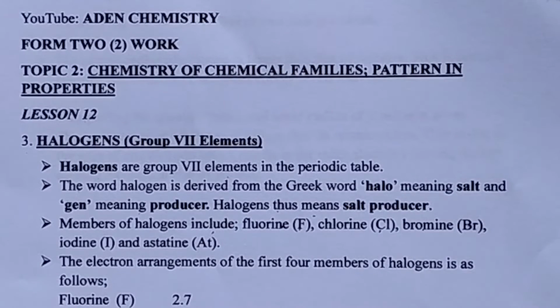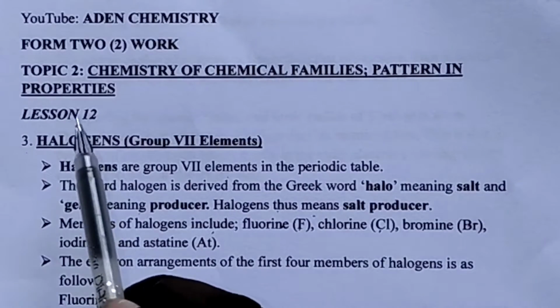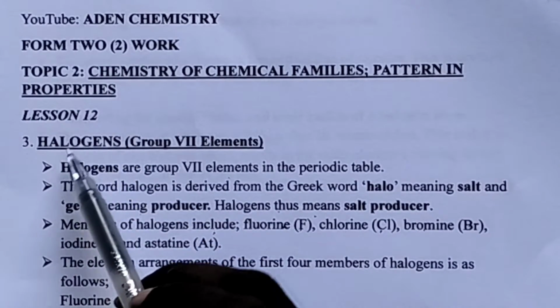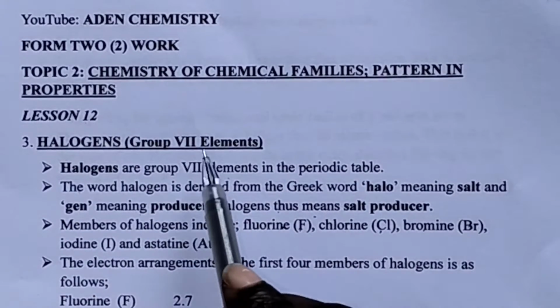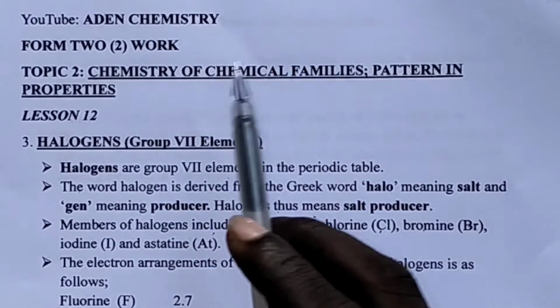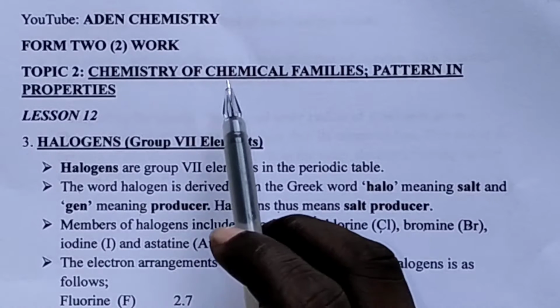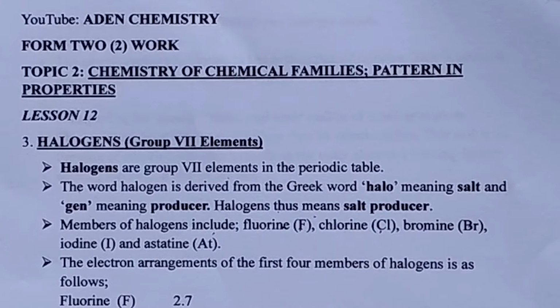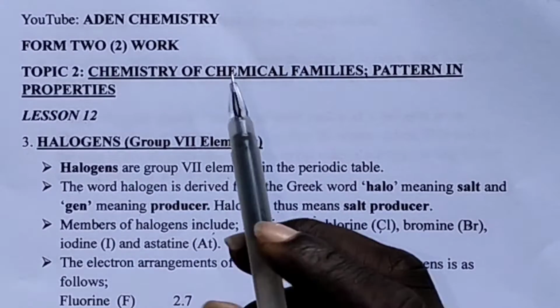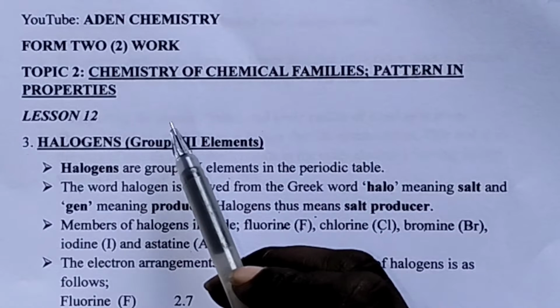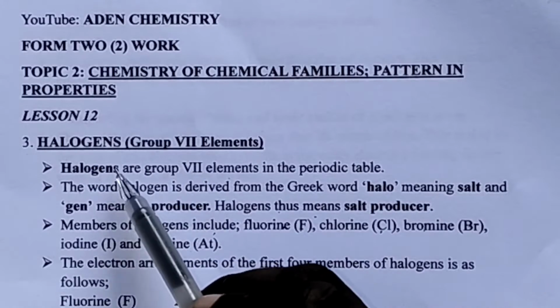Hello students, welcome. Today, lesson 12, form 2, topic 2, we are going to see halogens, the group 7 elements. Remember the chemistry of chemical families, pattern and properties. We said we are going to discuss 4 families. The first family is alkali metals, the second is alkaline earth metals, the third is halogens, and the fourth is the noble gases. So what are halogens?